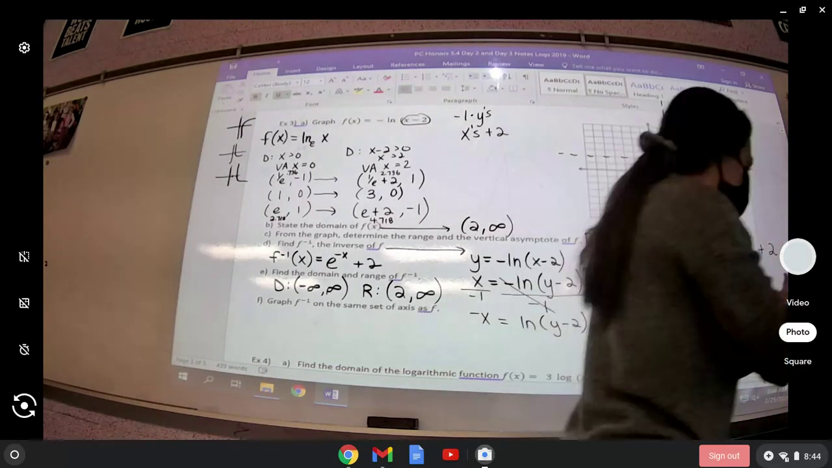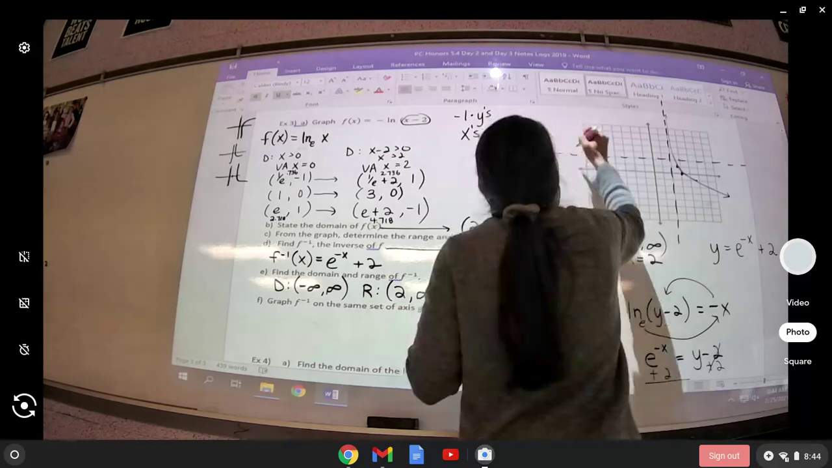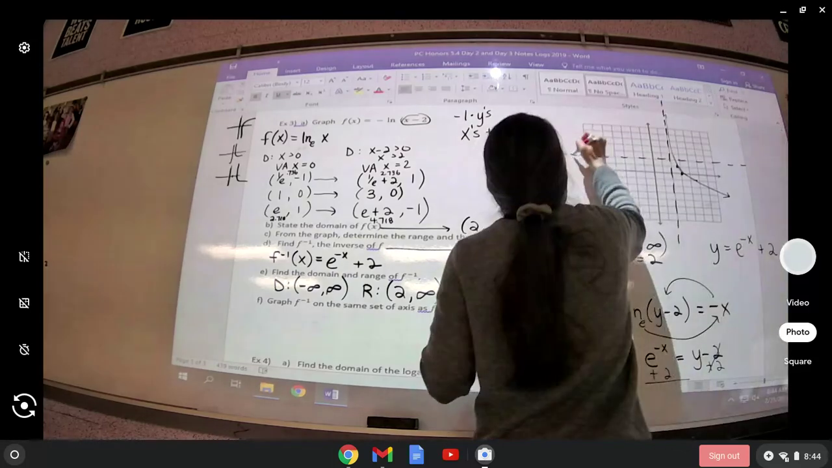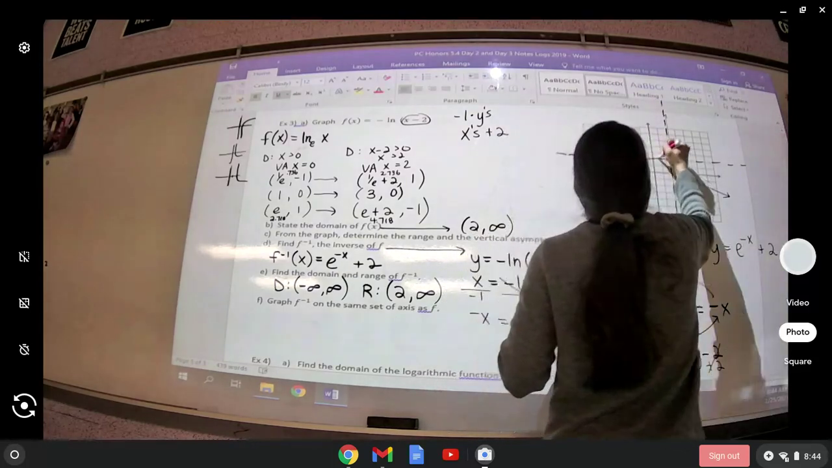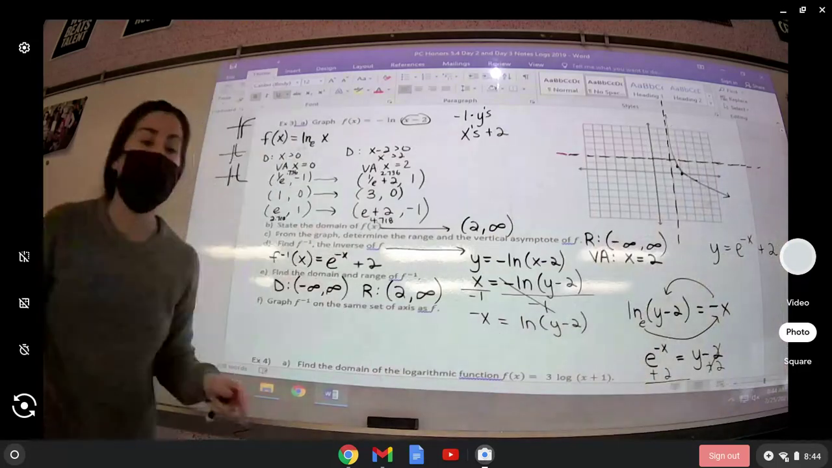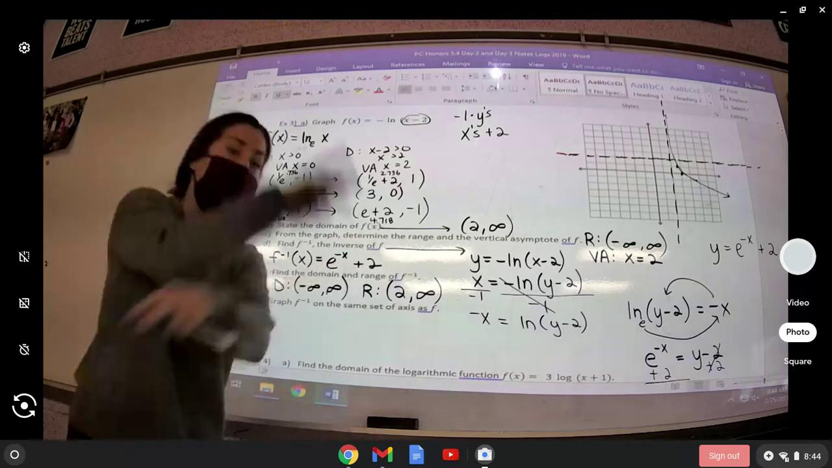I wonder if I can do a different color. Nope, that doesn't work. Maybe not. Oh, okay. So now that's the horizontal asymptote of this exponential, because exponentials have HAs, not VAs.